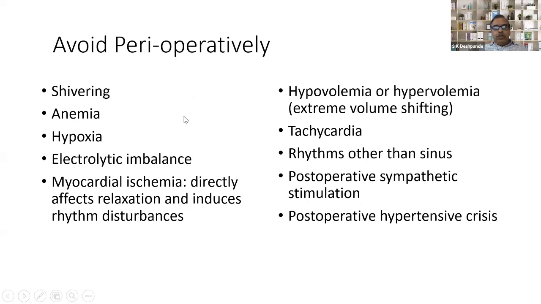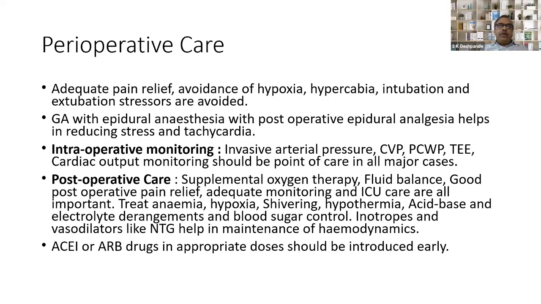Perioperatively, we have to avoid all the factors which will stimulate the sympathetic nervous system in the form of shivering, anemia, hypoxia, electrical imbalance, myocardial ischemia, hypovolemia, tachycardia, arrhythmia, postoperative sympathetic stimulation during intubation, extubation, and hypertensive crisis, by whatever means. So we have to go for adequate pain relief, avoidance of hypoxia, hypercarbia. GA with epidural anesthesia in a very high risk patient helps in giving good pain relief and reducing total depressive doses of the anesthetic agents, and further the epidural can take care of the postoperative analgesia.